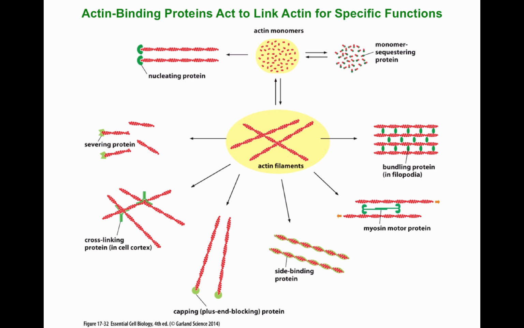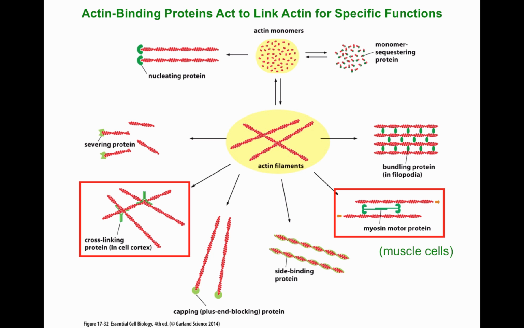We also have proteins like the myosin motors, which are going to use the actin filaments as threads in order to exert movement, or binding proteins, for example, in the filopodia that will allow the actin filaments to stay stuck. So we're going to take a look at the cross-linking proteins in the cell cortex, and we're going to be looking at muscle cells to look at the myosin motor protein. Another one that we're going to take a closer look at is going to be the side-binding proteins.